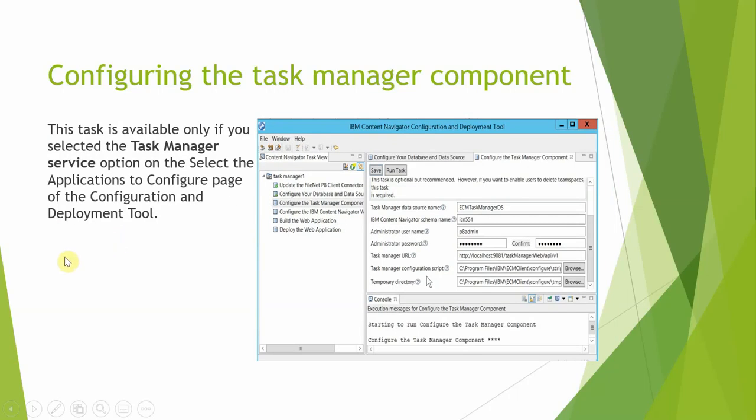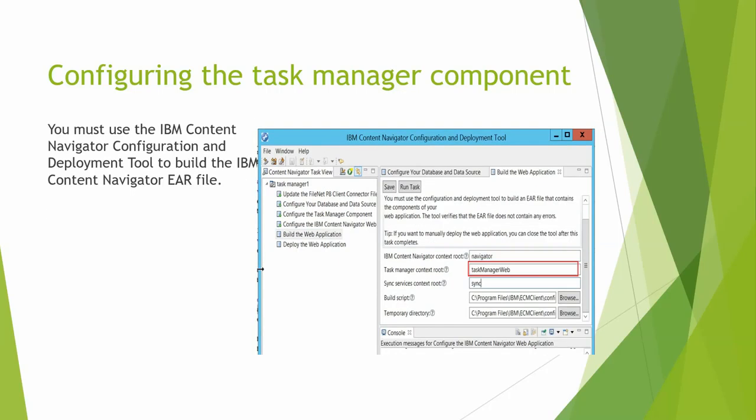This task is available only if you select the Task Manager service option on the Select the Applications to Configure page of the Configuration and Deploy tool. Next, you must use the IBM Content Navigator configuration and deployment tool to build the IBM Content Navigator EAR file before deployment.